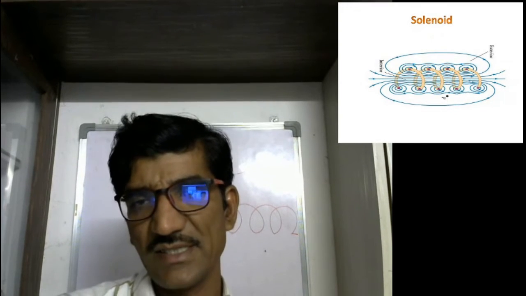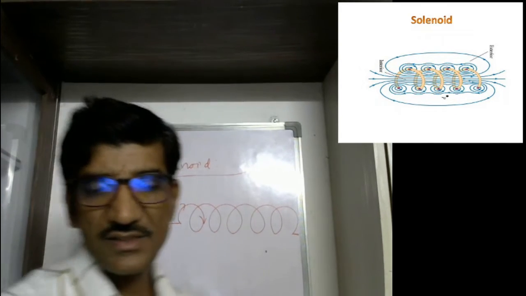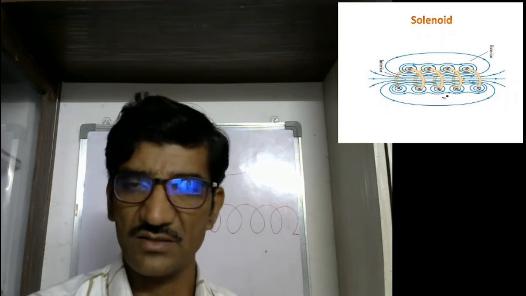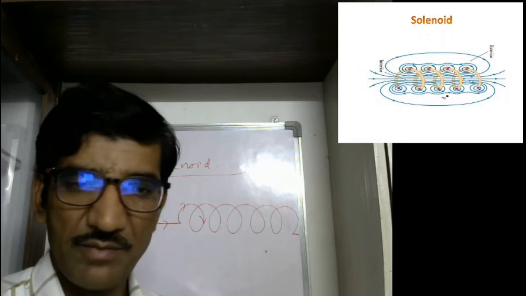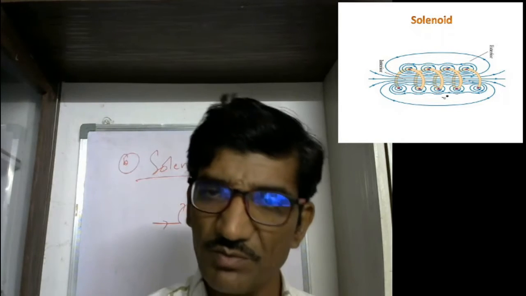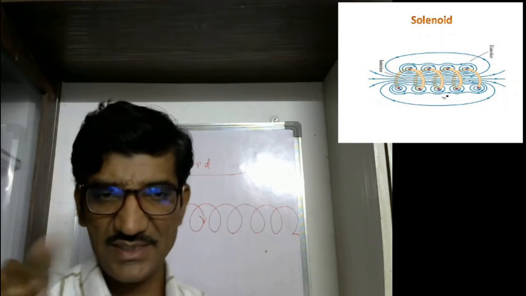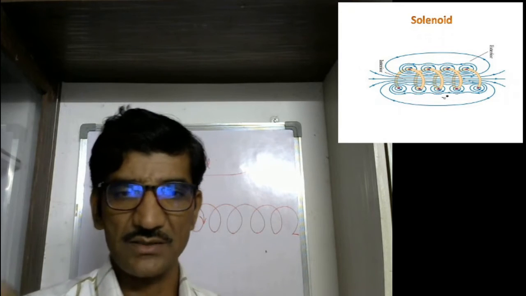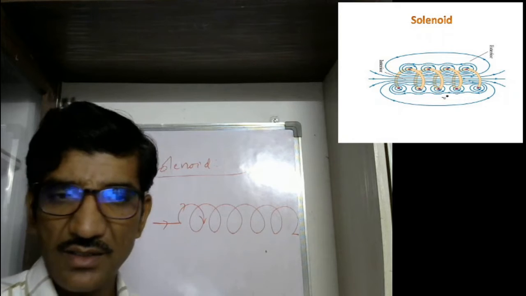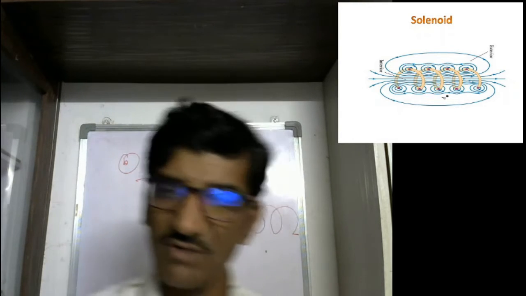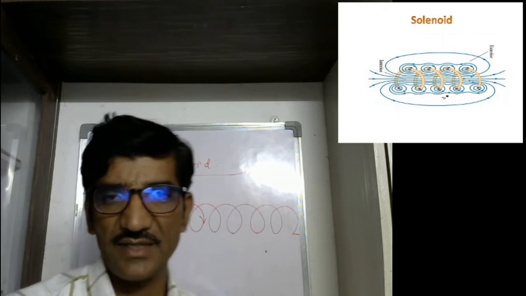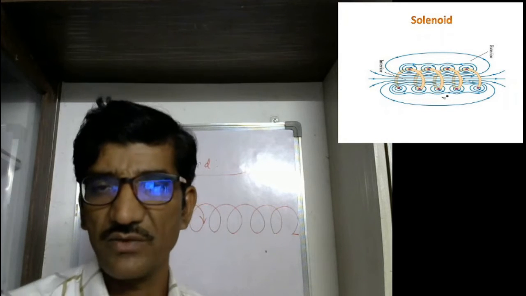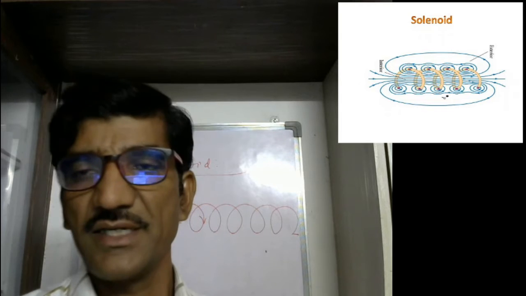What is the general nature of that field? See here, there are circles around each turn, both at the upper portion and at the lower portion. At the top, they will be in one direction. At the bottom, they will be in another direction. Why? Because the current direction is changes as you move from top to bottom.